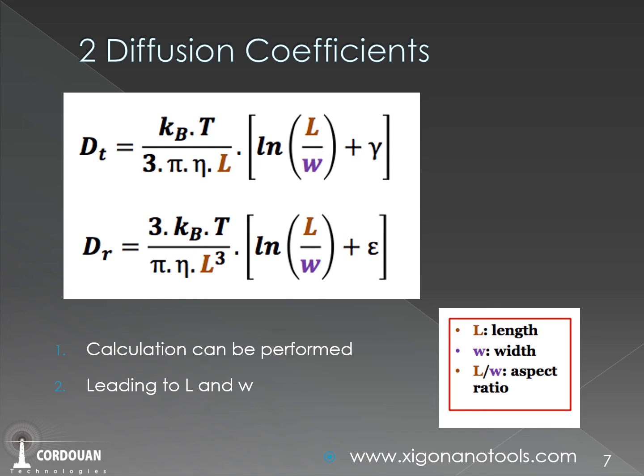Two diffusion coefficients, dt and dr, can be determined from the scattered light from the dual detectors. From these diffusion coefficients, we can determine the length and width of the particle.